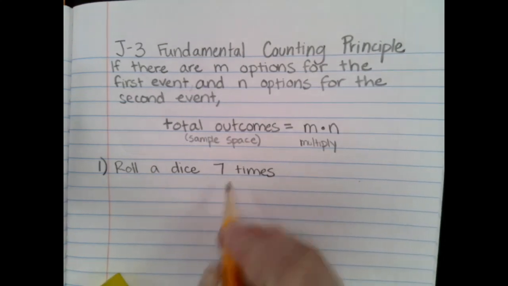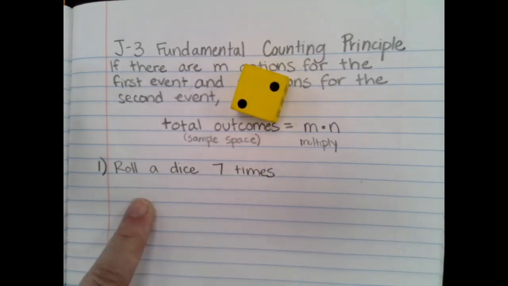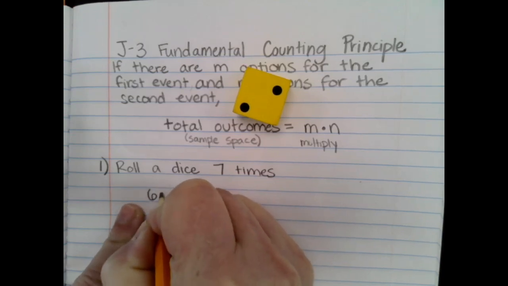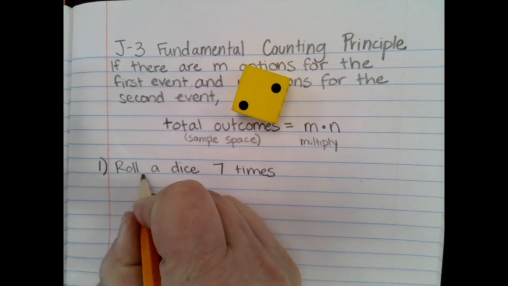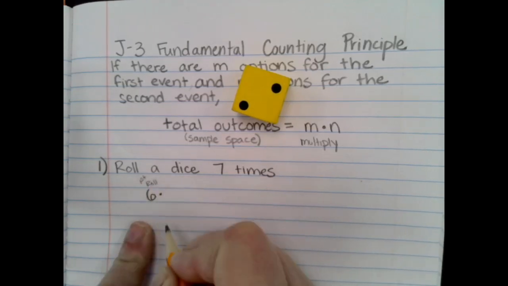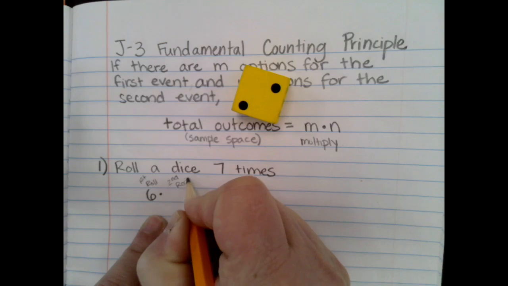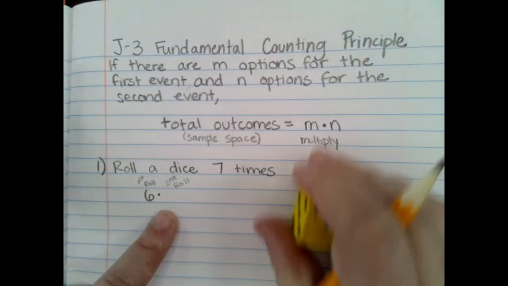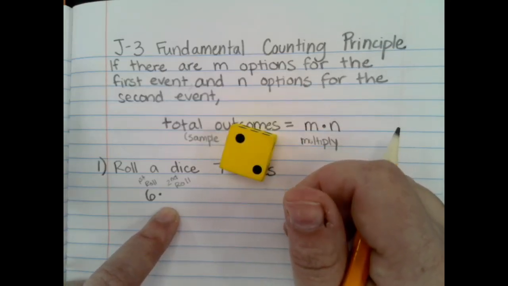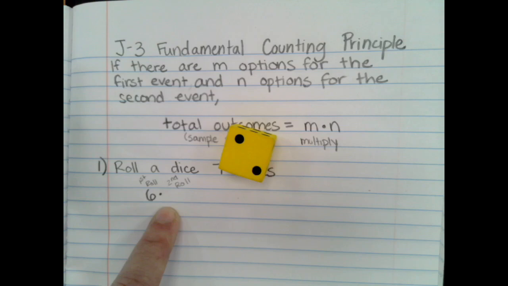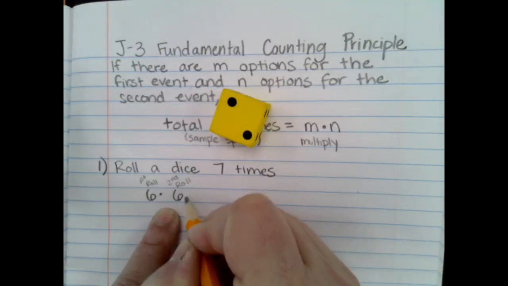So what we're doing is we're doing it 7 times. So I want to say how many options do I have on my first roll? What did we decide? 6. Okay, times. Now it's my second roll. So this was my first roll. Now on my second roll, if I rolled a 2 the first time, can I get a 2 the second time also? When I re-roll? Yeah. So how many options are there in the second roll? Yeah, 6 again.